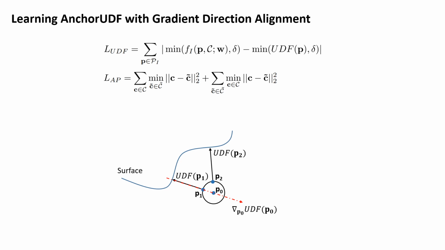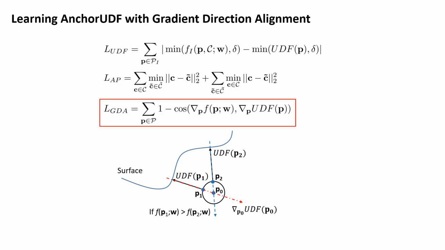However, only optimizing the pointwise distance loss L_UDF cannot guarantee a good estimation for the true gradient directions of UDF. For example, consider two points P1 and P2 in the neighborhood of a point P0, where the ground truth UDF values of P1 and P2 are close. Because the distance loss does not penalize the relationship between points, even if the loss is small, it is also possible that the predicted UDF value of P1 is larger than the one of P2. In this case, the predicted gradient direction at P0, the blue arrow, will be significantly different from the ground truth one, the red arrow.